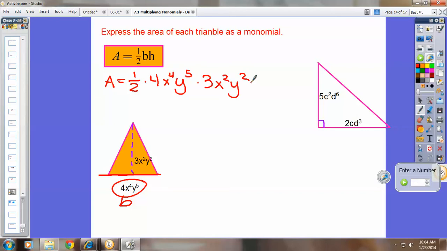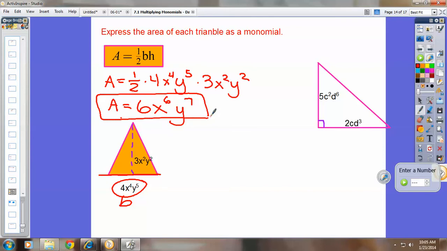Let's start with our coefficients. What is half of 4? 1/2 times 4 is 2. And then 2 times 3? 6. So A, for area, equals 6 times x to what power? We have 4x to the 4th times x squared, which is really x to the 6th. Y to the 7th. This is the expression we would use for area: 6x to the 6th, y to the 7th.